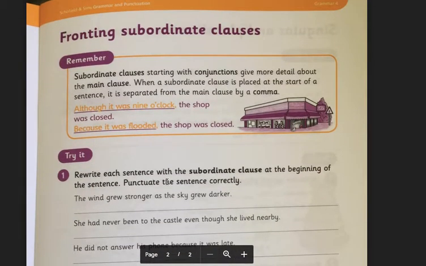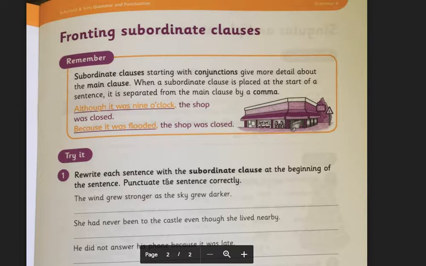And also the fronting subordinate clauses. Subordinate clauses starting with a conjunction to give more detail about the main clause. When a subordinate clause is placed at the start of a sentence, it is separated from the main clause by a comma. But when it's at the end, it isn't. Okay? So although it was 9 o'clock, the shop was closed, there's a comma. But if the shop was closed, although it was 9 o'clock, there'd be no comma.